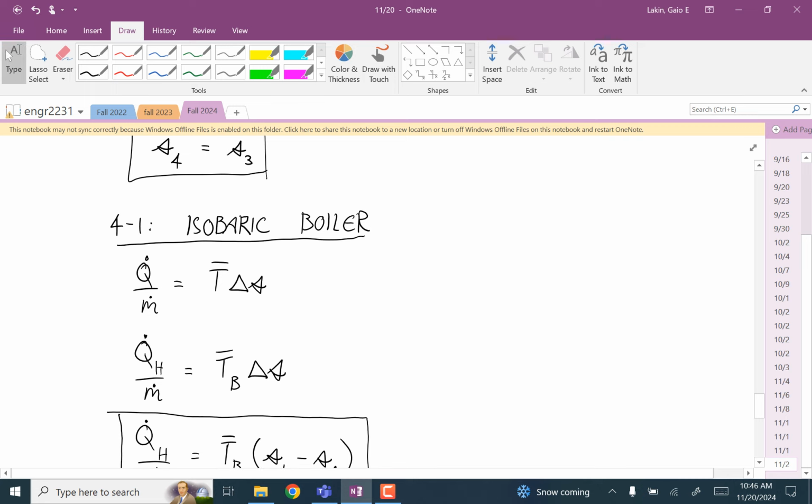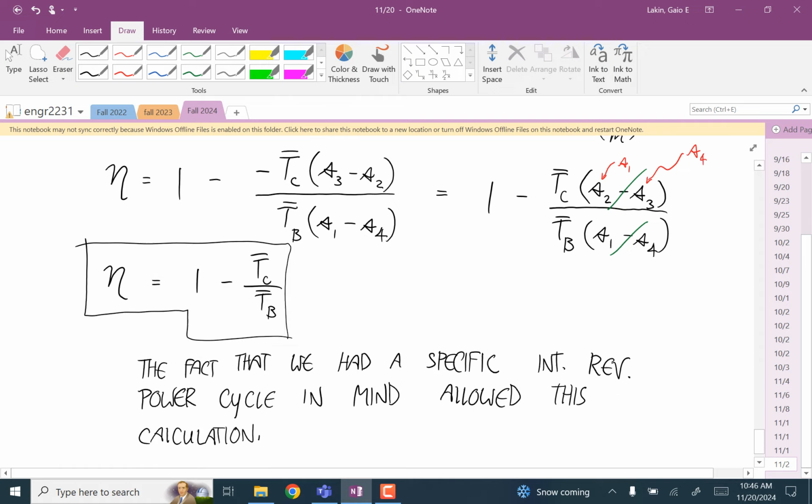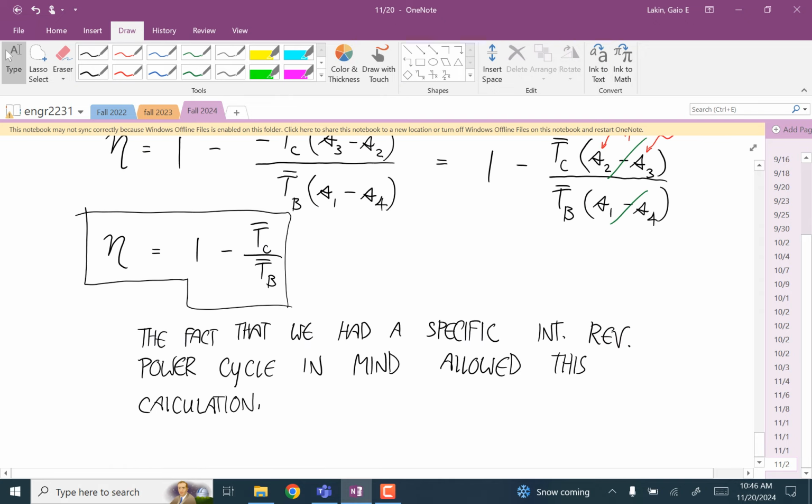This was a case where we had a specific internally reversible power cycle in mind. We figured out this very specific fact. And then since it's internally reversible and we know that all internally reversible power cycles have the same efficiency, we can say this is the best you can do for efficiency with that condenser and boiler.